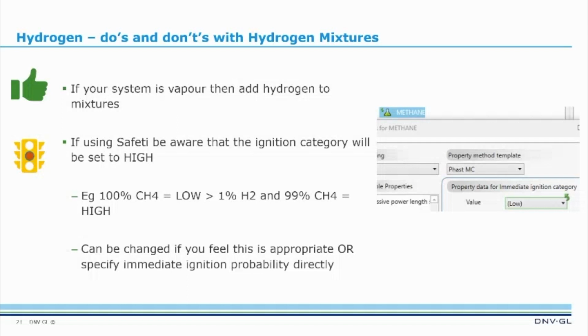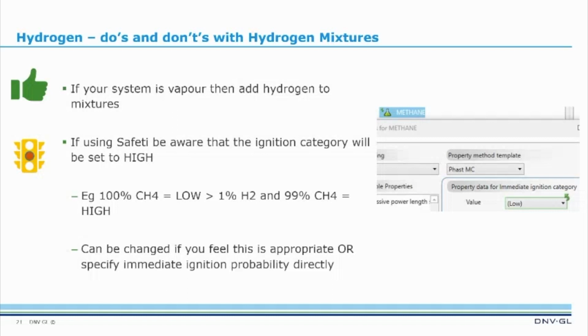I do have some of these do's and don'ts just to finish off with. Now, if you're modelling a vapor hydrogen system, and you've got mixtures of hydrogen with other vapor, then it's fine to add hydrogen to mixtures. So that should be fine, and you should get sensible results. Just be aware, though, that the ignition category will change. So we have this very conservative mixing rule.